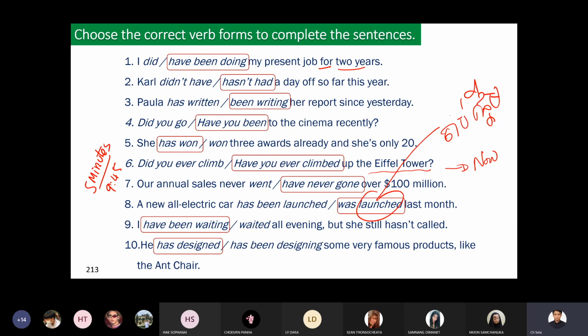And number 7, our annual sales have never gone up to... So they talk about when they started the business. From then up to now, never gone over $100 million. Is it okay now? I got it. Thank you, teacher.